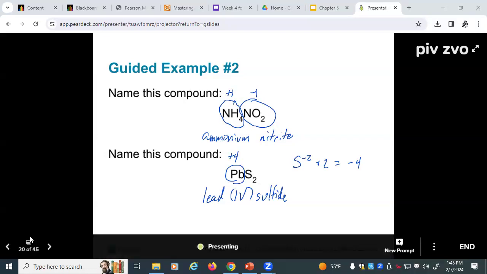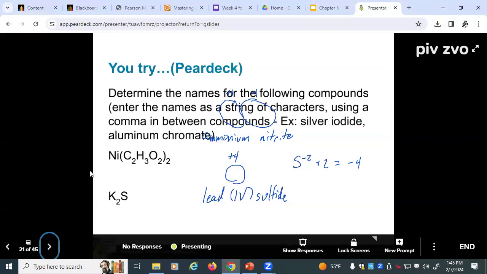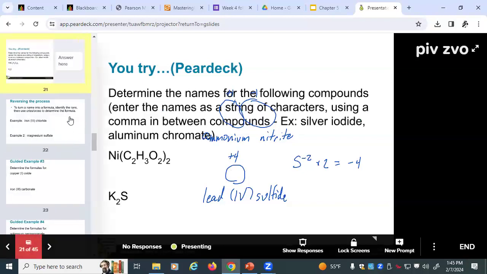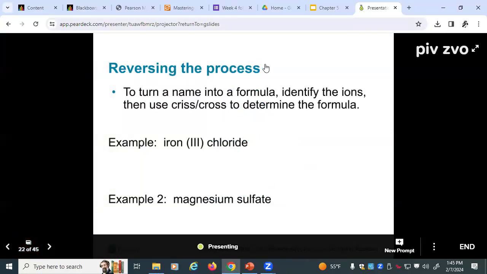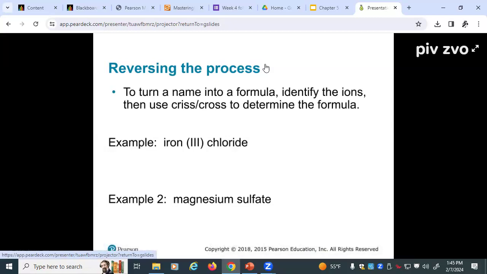Any questions with these examples here? All right, I want you to try this one out and then actually, on second thought, you're going to practice in the homework. Let's talk about reversing it. Part of nomenclature is you have to be able to go both ways.